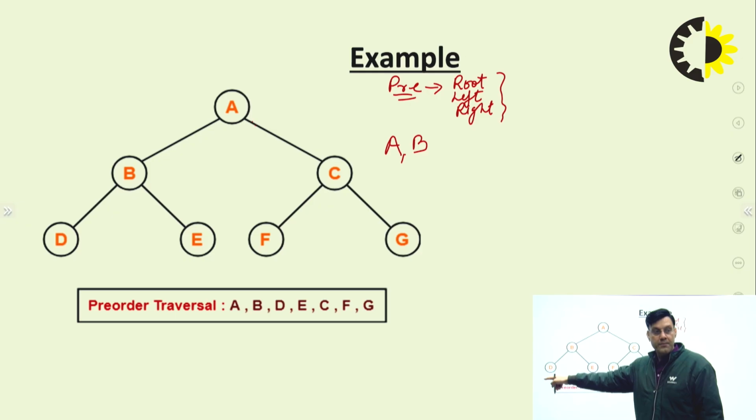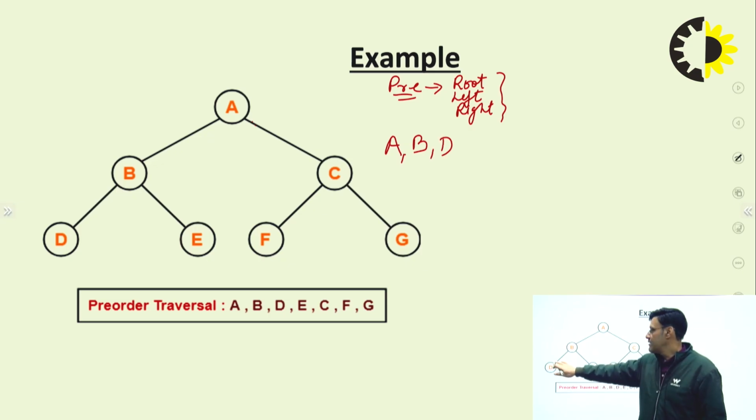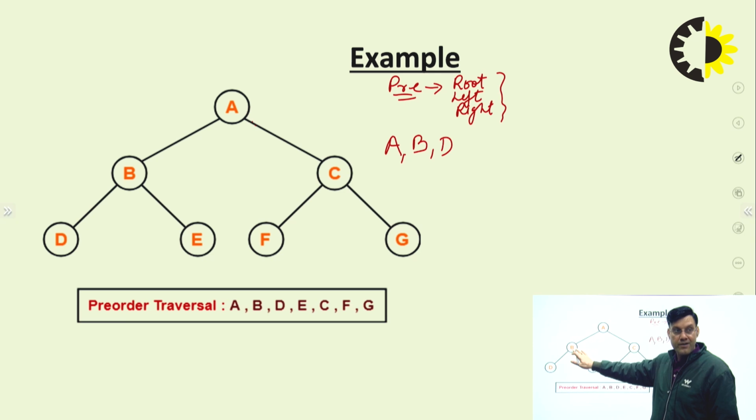There is no element existing under this. No child was there, so this is the leftmost node. After the root, we give priority to the left, and this left node is D. Then we will print D. Then again we will backtrack. After backtracking, last priority is given to the right subtree.